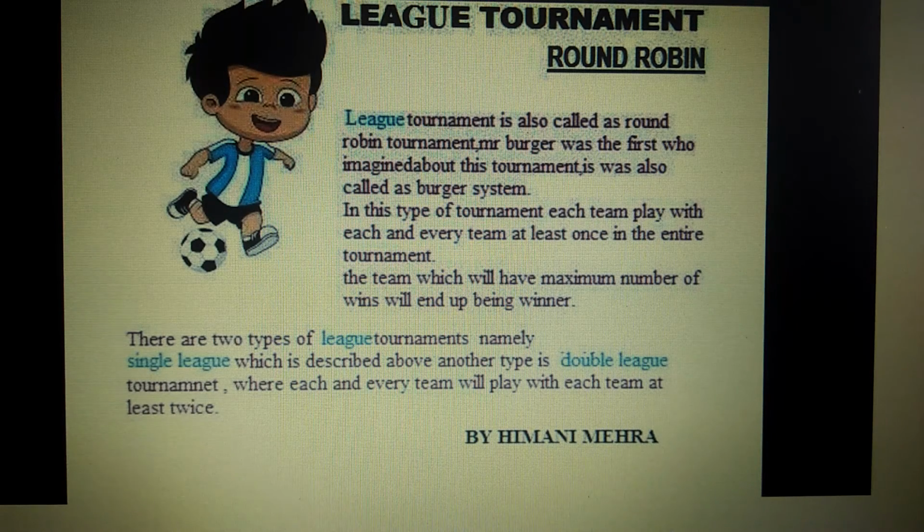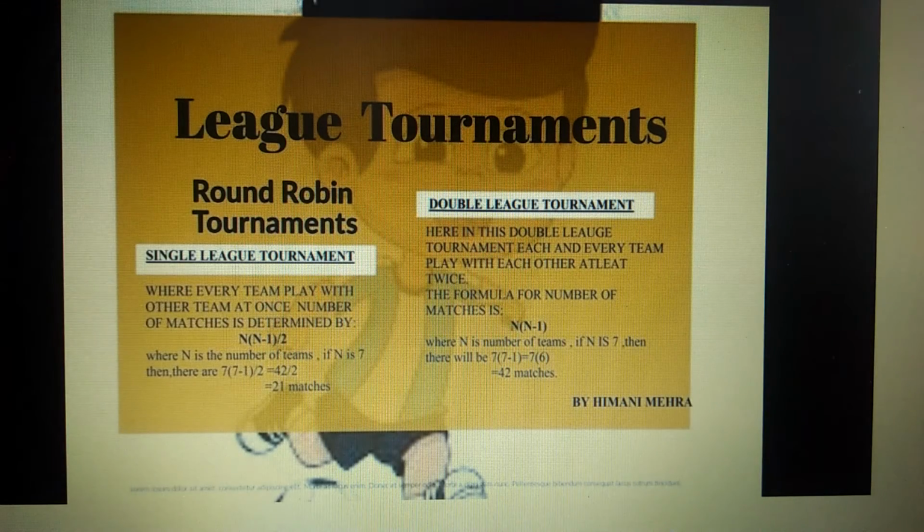There are two types of league tournaments: the single league and the double league. In a single league tournament, every team plays with every other team once. The number of matches is determined by n times (n minus 1) divided by 2, where n is the number of teams. If n is 7, then there are 7 times (7 minus 1) over 2, equals 42 divided by 2, equals 21 matches.